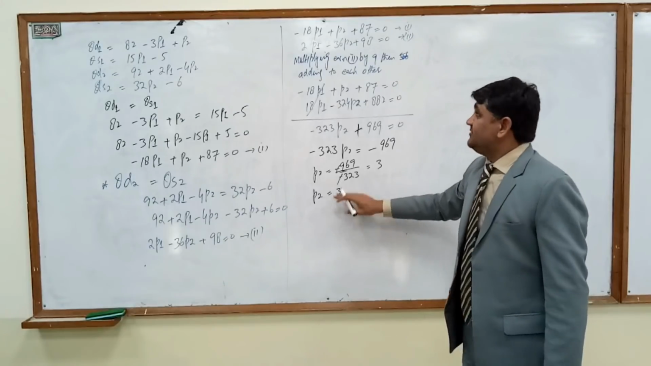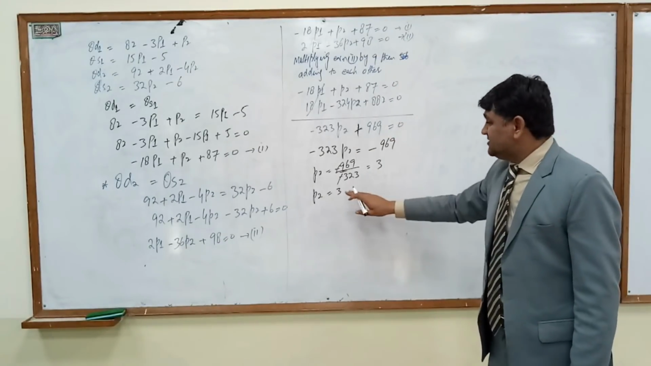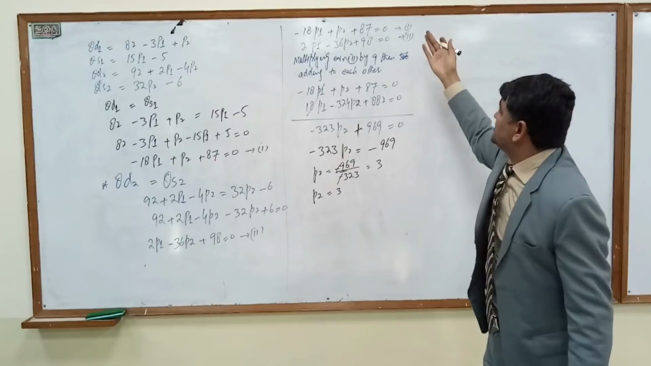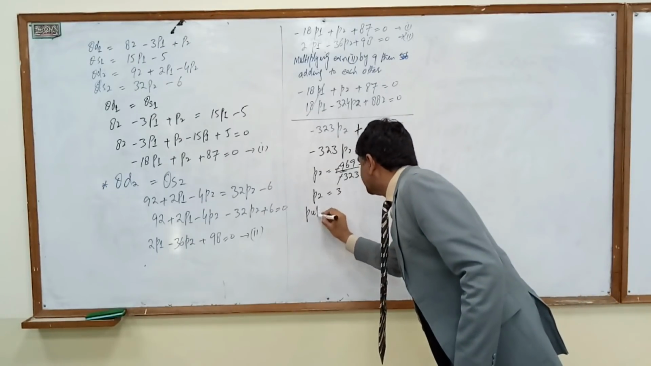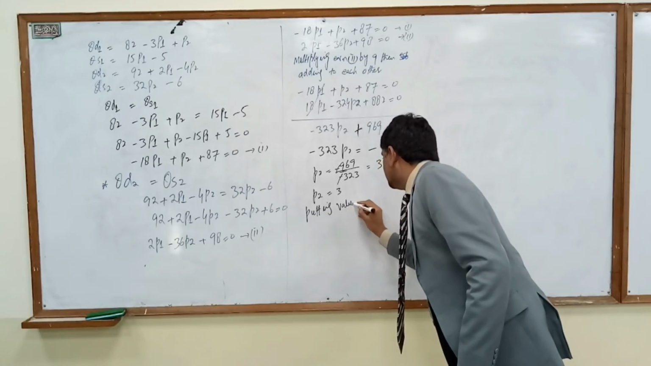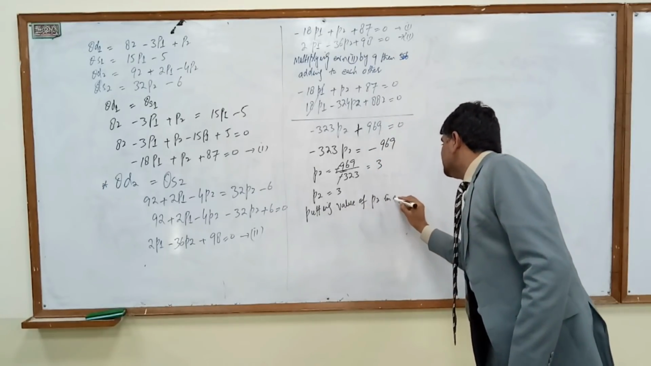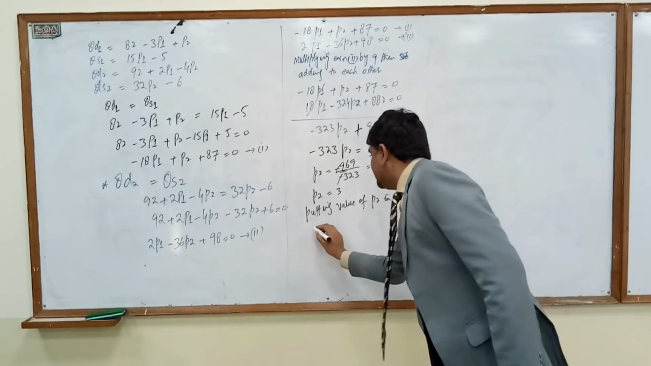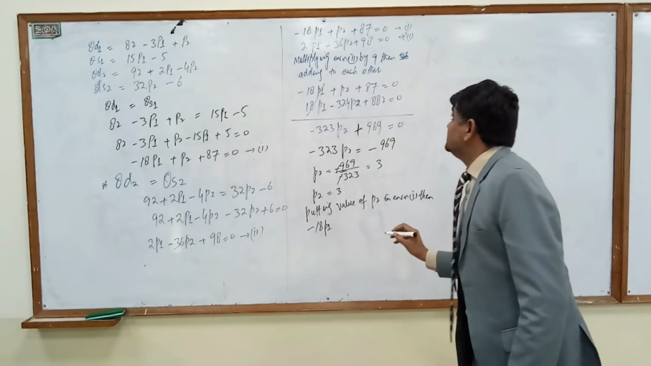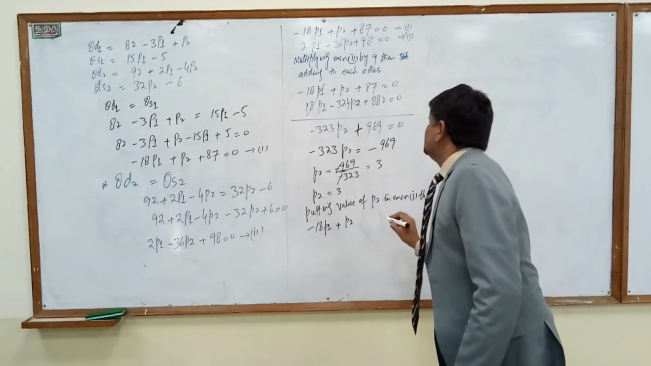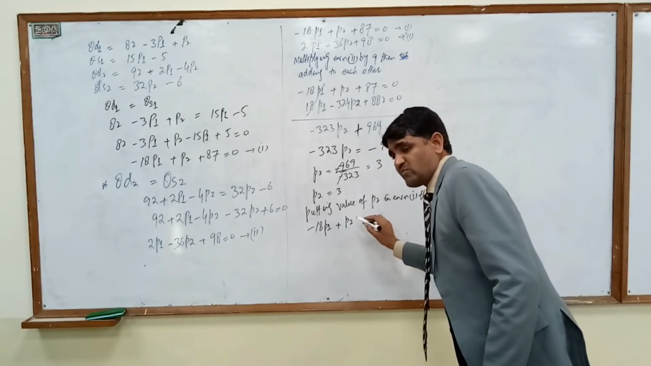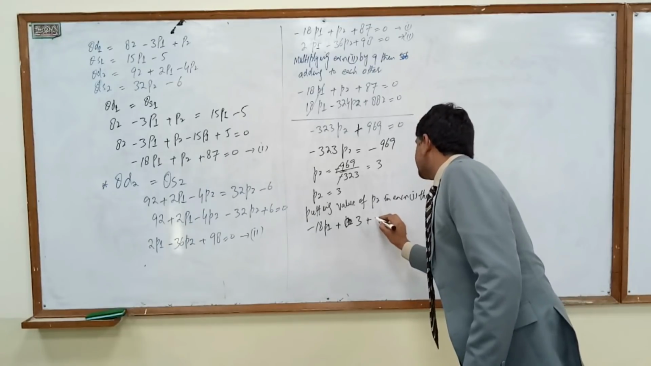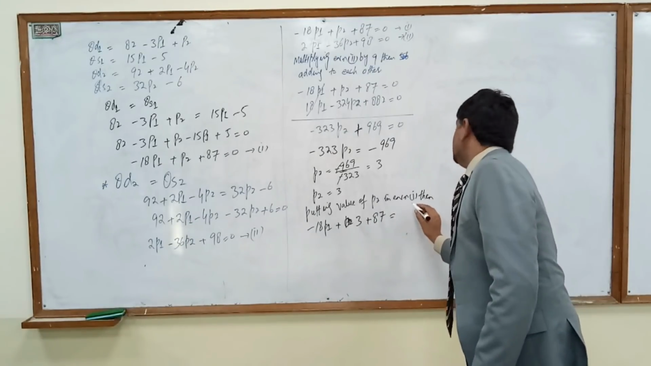If we have the value of one variable, then we can find the value of the other variable. Placing the value of P2 in equation 1 or equation 2, whichever you want, you can place it in whichever equation you want. So putting the value of P2 in equation 1, then we can simplify. So minus 18 P1 plus P2. What is the value of P2? 3, sir. 3 plus 87 is equal to 0.